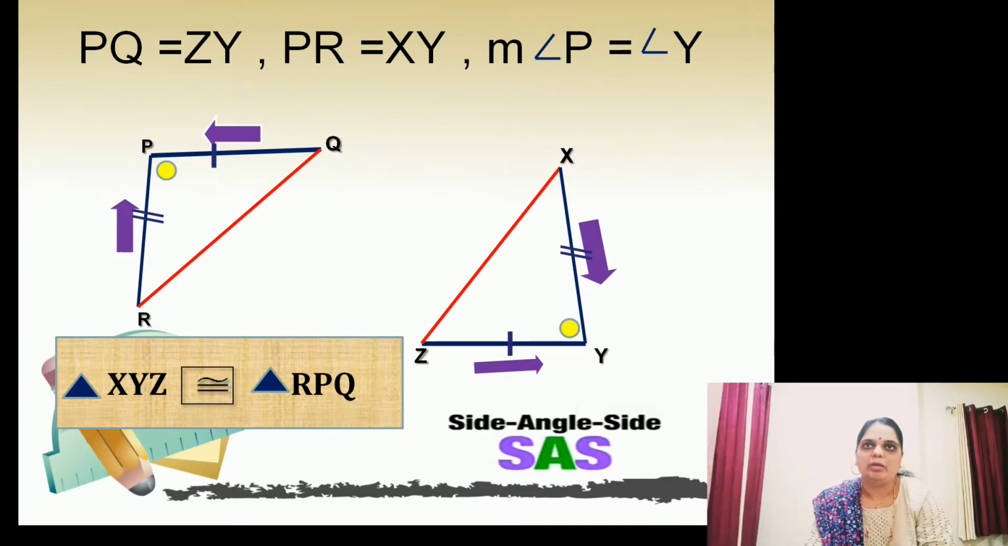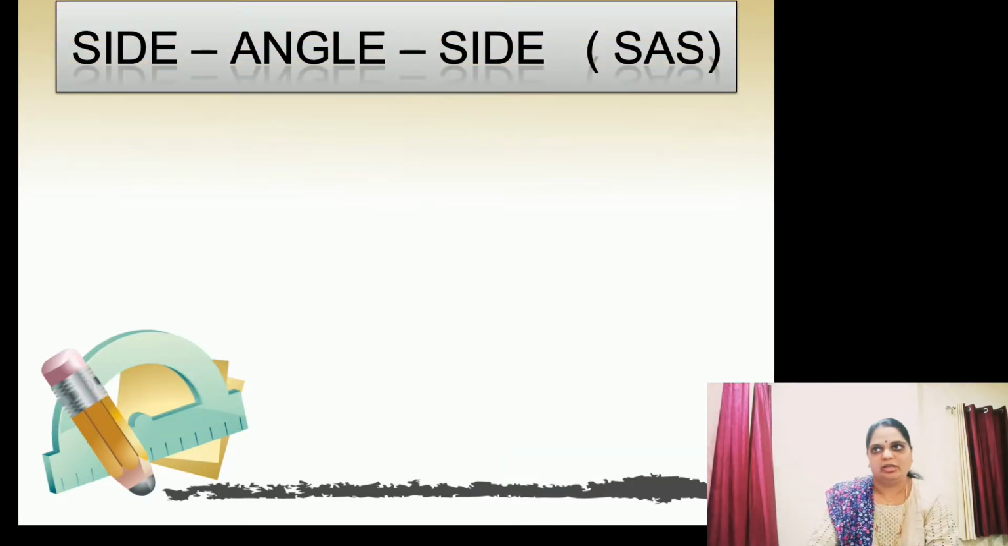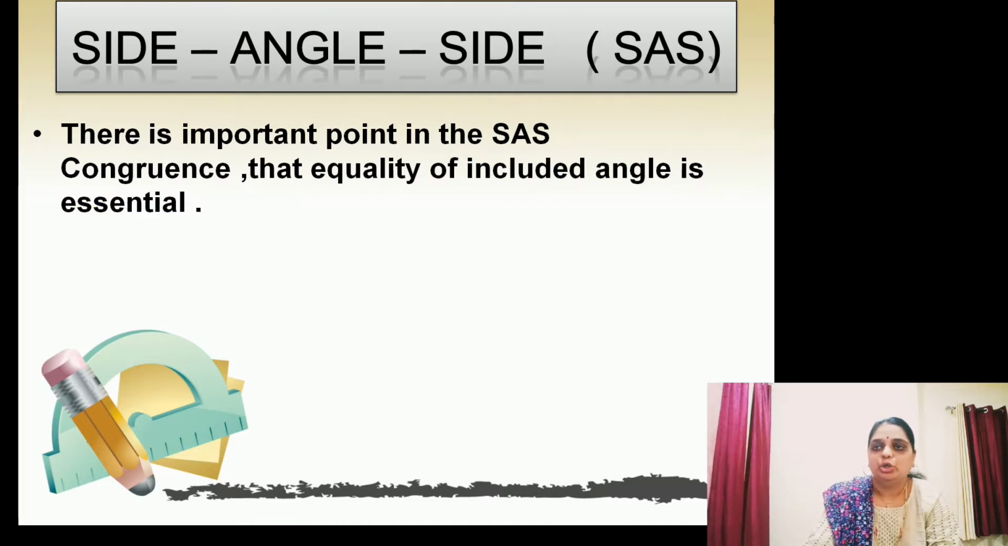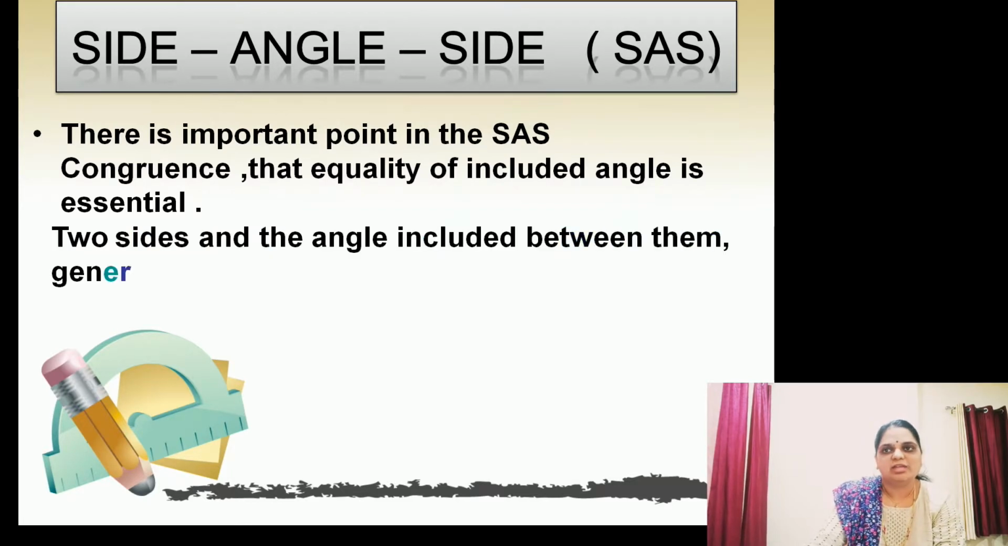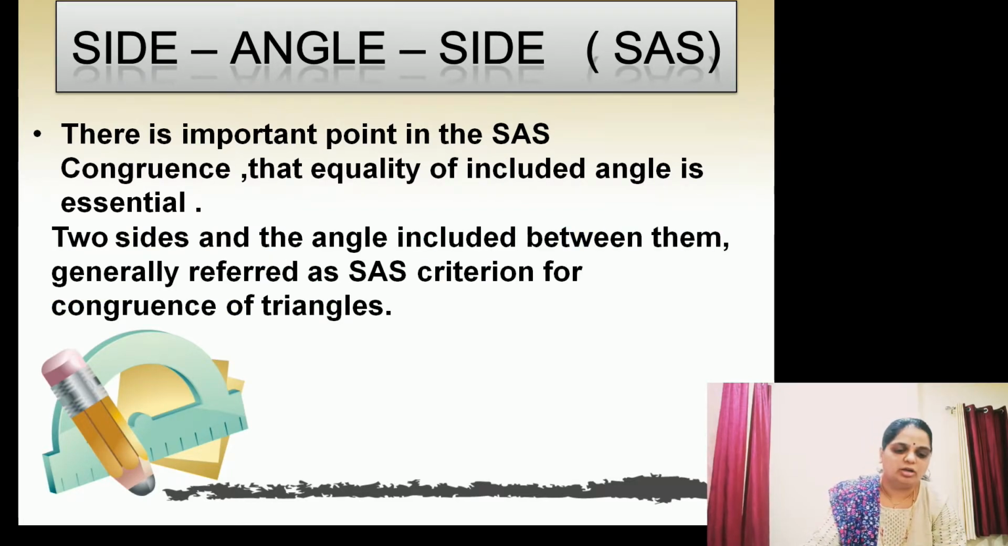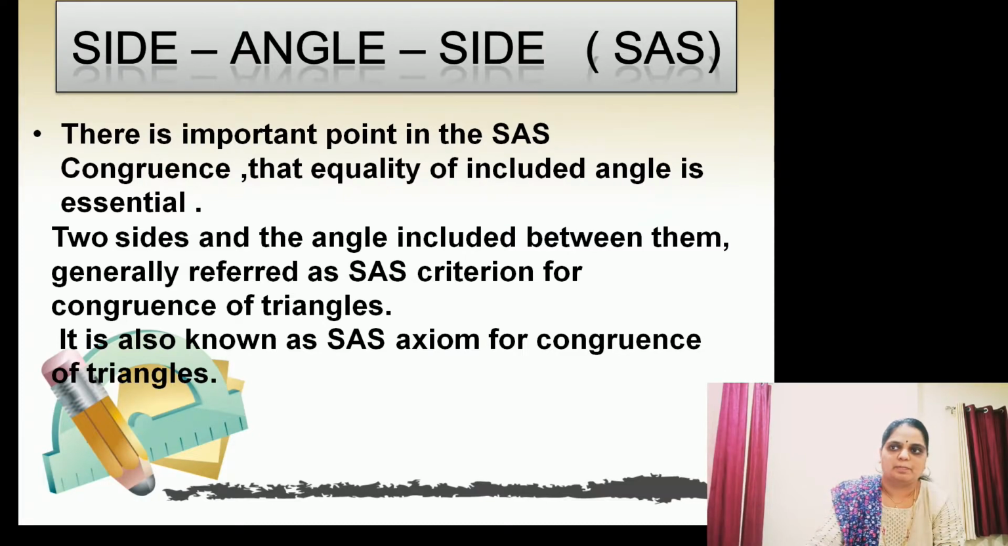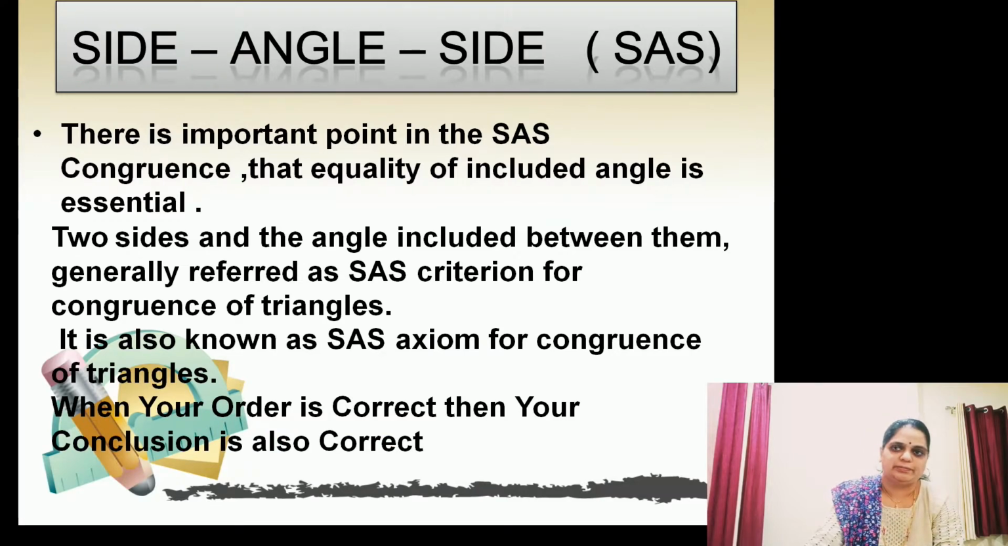There are some important points in the side-angle-side test. We see that equality of the included angle is essential. Two sides and the angle included between them are generally referred to as the SAS criteria for congruence of triangles. It is also known as the SAS rule for congruence of triangles. When your order is correct, then your conclusion is also correct. We see another video explaining the SAS test.